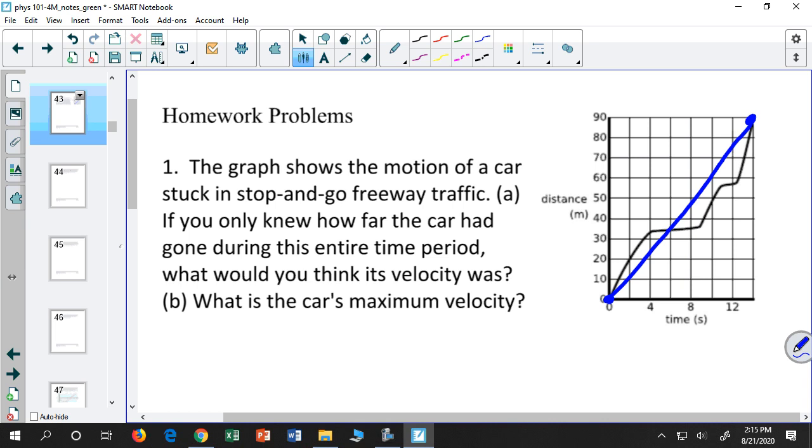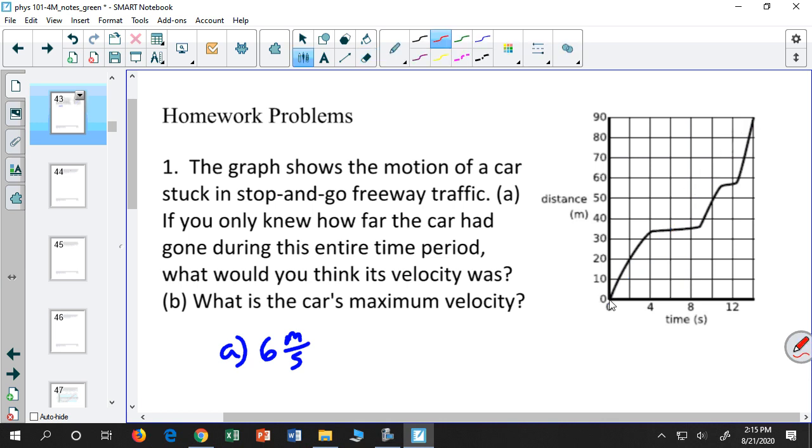And by the way, for this, you find that the maximum velocity is 6, right? Or not, the average velocity is 6 meters per second. Am I right about that? That's what it looks like. 90 divided by 15. About 6. But here, I'm looking for the maximum velocity.